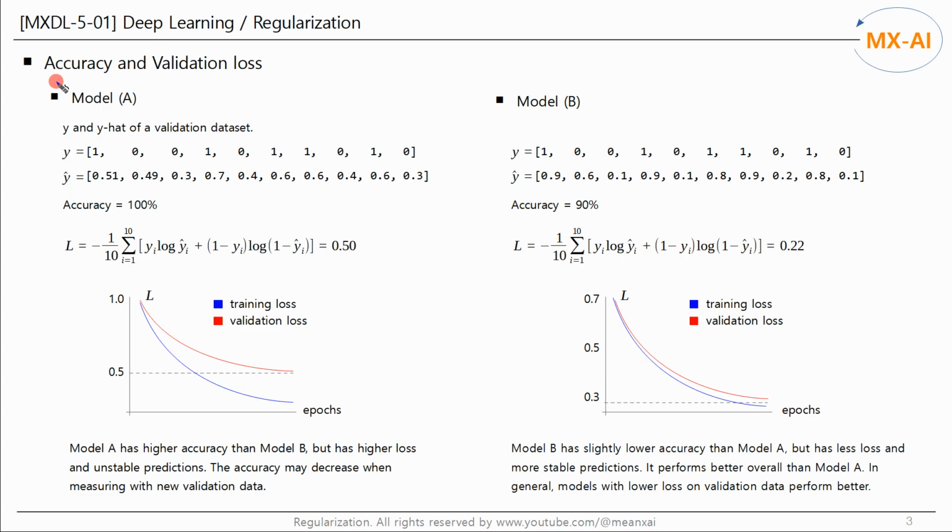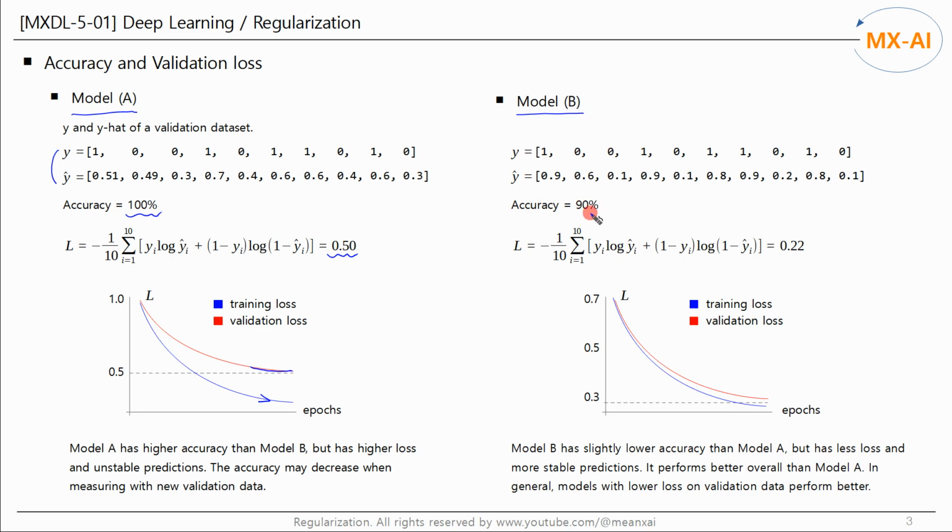Let's think about the accuracy and loss of a model. We have two neural network models, A and B, as follows. There are validation data Y and estimated Y hat for each model. For model A, the accuracy is 100%. And the loss measured by binary cross-entropy is 0.5. For this model, the training loss continues to decrease, but the validation loss never falls below 0.5.